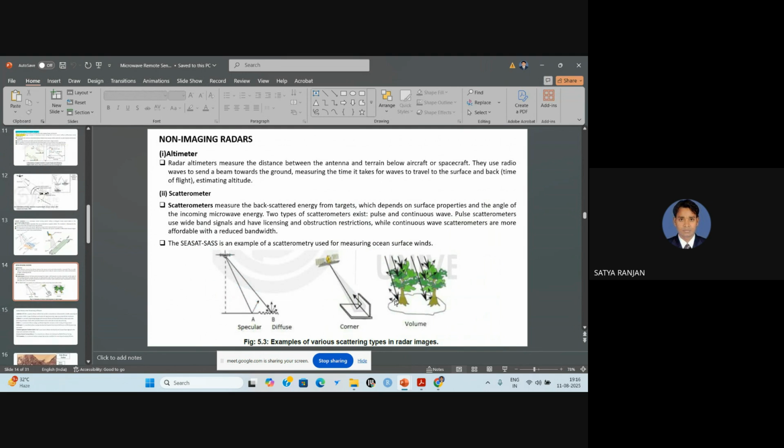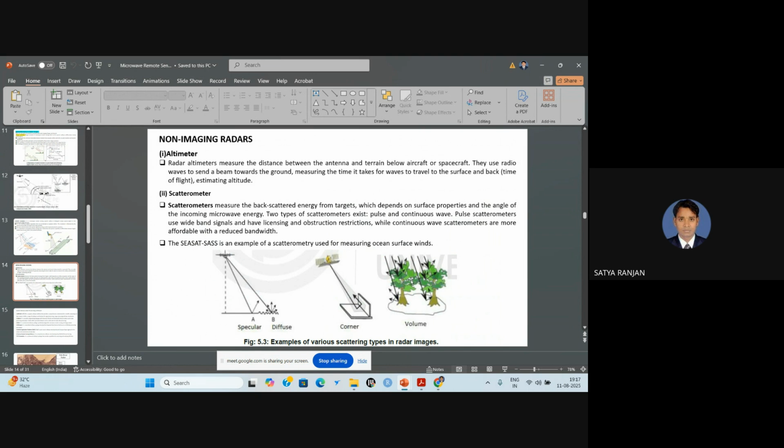Then different non-imaging radars are there, like altimeters and scatterometers. One example is SCATSAT, an example of scatterometers, and different scatterings are there in microwave remote sensing, like specular. So if the sensor transmits some energy and it is reflected back like this, that is specular. And if it is diffuse in different areas, then it is diffuse scattering. And if it is reflected back at a different angle, then it is corner scattering.